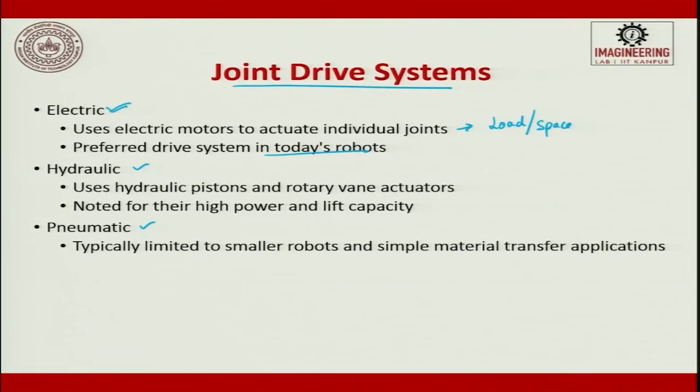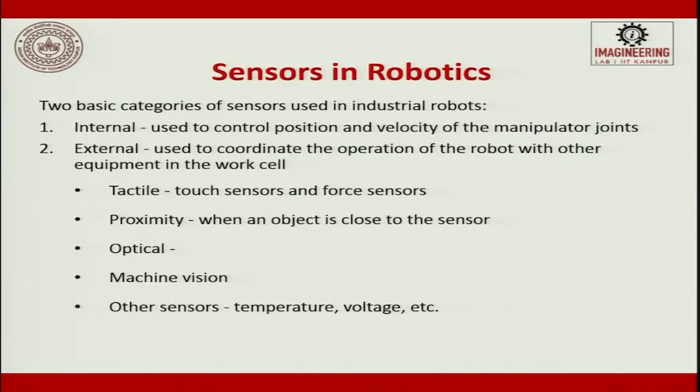When the end effector has to lift a heavy load, then electric motors will get stalled and high torque will burn the motor. We might go for hydraulics, where the gripping load is very heavy. If the lifting load has to be 500 kilos or 100 kilos, then we will shift from electric to hydraulic. It uses hydraulic piston and rotary vane actuators, noted for high power and lift capacity. Pneumatics is used for very light loads and very small robots, predominantly for pick and place or for linear motion. What are the different types of sensors which are used in robots?